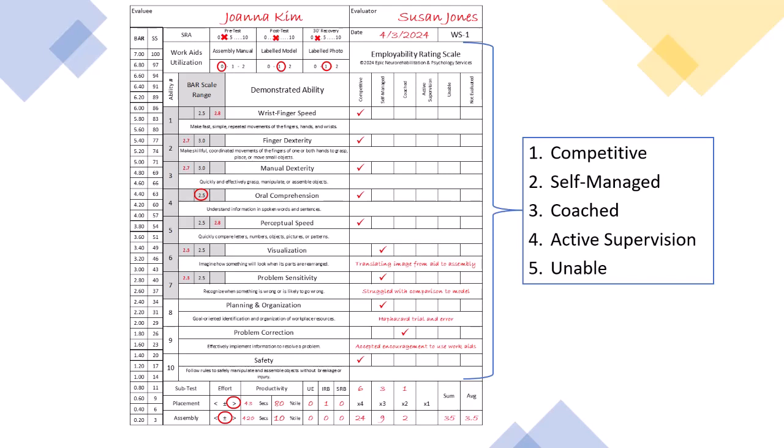Today we're going to go back and take a look at the Employability Rating Scale that Susan Jones used as part of that evaluation. Susan rated Joanna at the competitive level for 6 of the 10 constructs that she evaluated: wrist finger speed, finger dexterity, manual dexterity, oral comprehension, perceptual speed, and safety. She rated Joanna at the self-managed level in terms of visualization, problem sensitivity, and planning and organization. Joanna's weakest area had to do with problem correction. Susan rated Joanna at the coach level for problem correction.